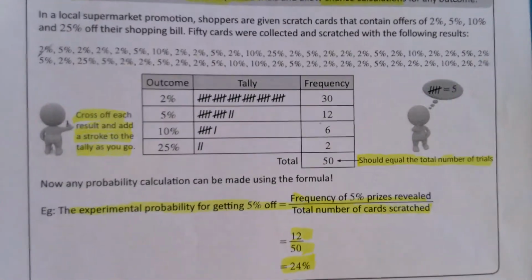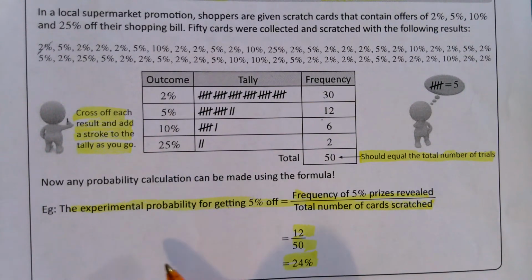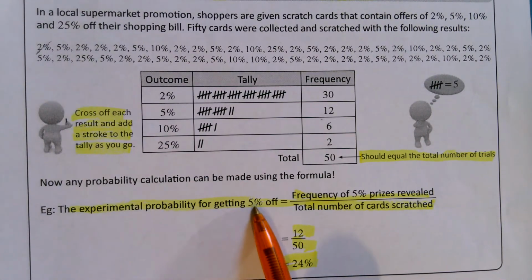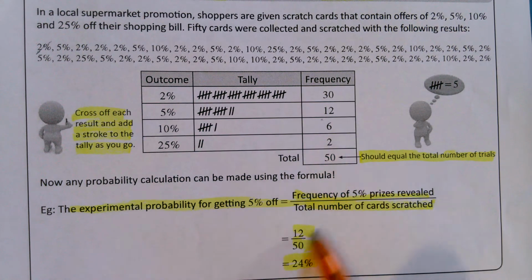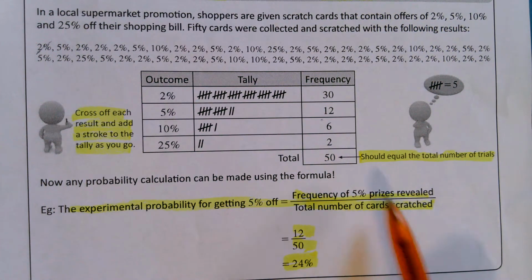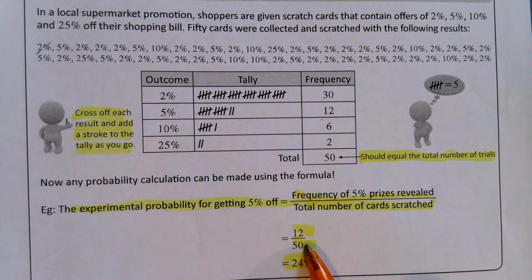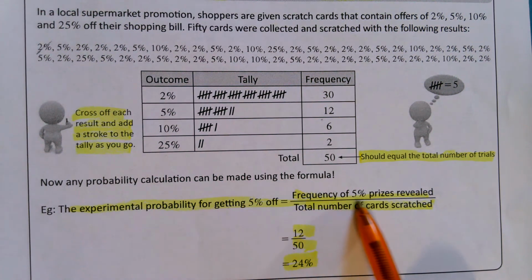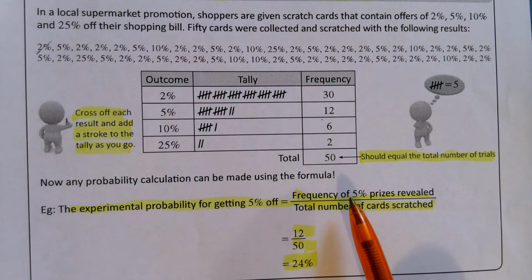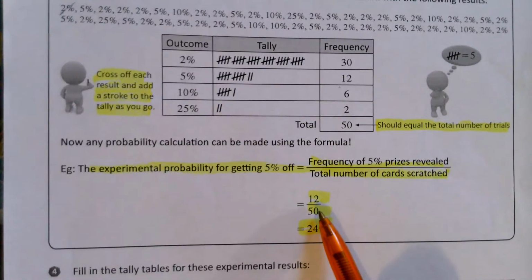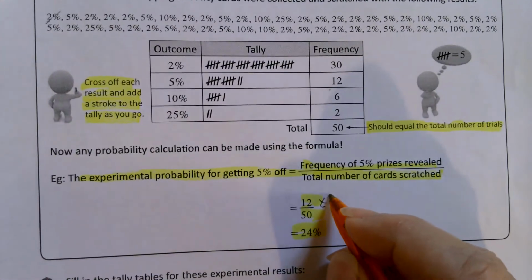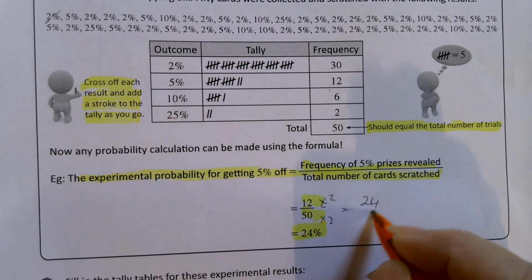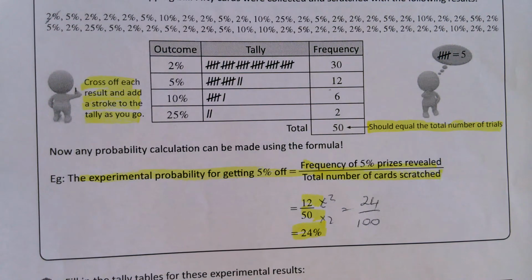Now we get on to finding that probability. So, experimental probability of getting a 5%. So we look at the 5% and there were 12. The total number of cards scratched out was 50, so that goes on the bottom. Remember, you write down your formula and you substitute the numbers into it. And that, of course, is 24%, because you would multiply them both by 2, which gives you 24 over 100, which is your 24%. 24 out of 100.